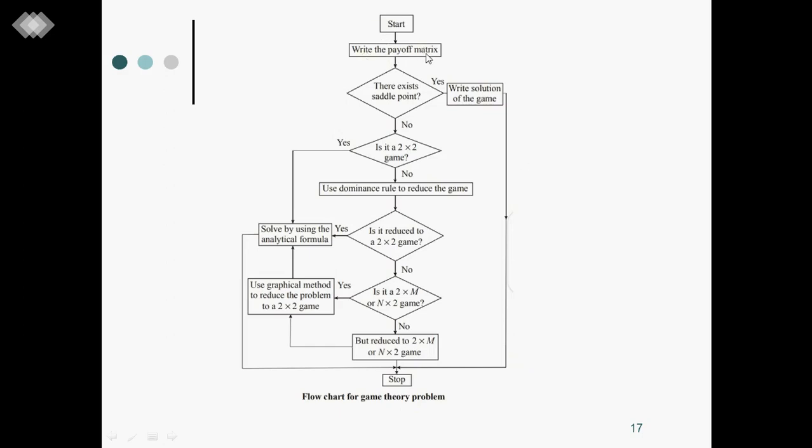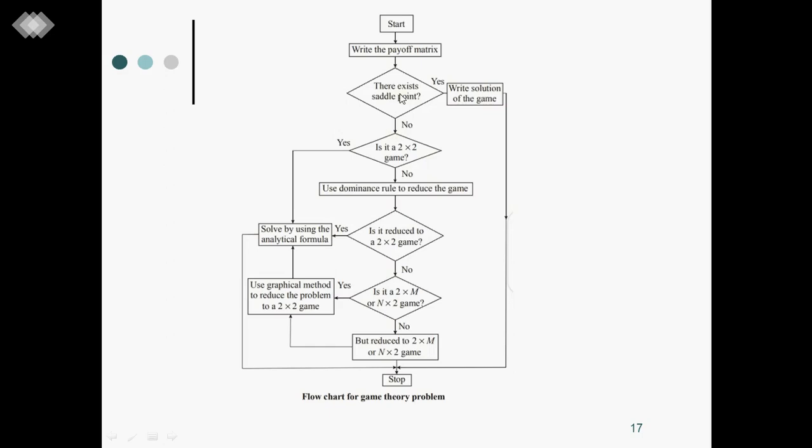Start, write the payoff matrix, that is formulation. Then you question yourself: does a saddle point exist? If there is a saddle point, write the solution of the game, end of the story, you come to the stop. Assume that the payoff matrix is given to you. You check whether there is a saddle point or not. If there is, write the solution of the game directly. That's min max equals max min. So you know how to write the strategies for both the players and the value of the game. You close the story, that's all.